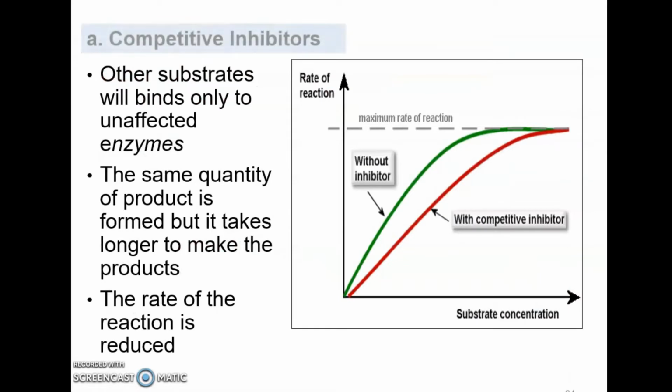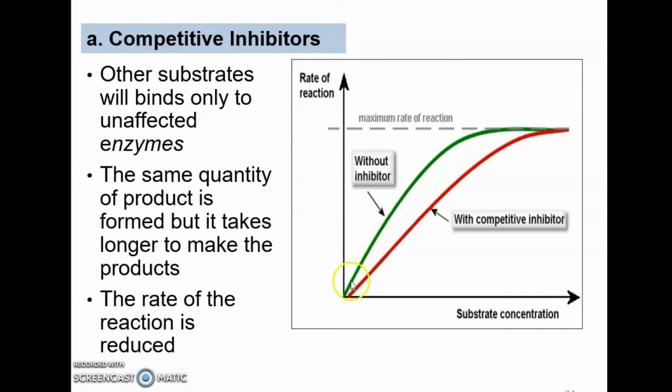Okay. So here is the graph for competitive inhibitor. Other substrate will bind only to unaffected enzyme. The same quantity of product is formed, but it takes longer to make the product. The rate of reaction is reduced. Okay, so here we have two curves. The green one shows the curve without inhibitor, and the red one shows the reaction with competitive inhibitor.